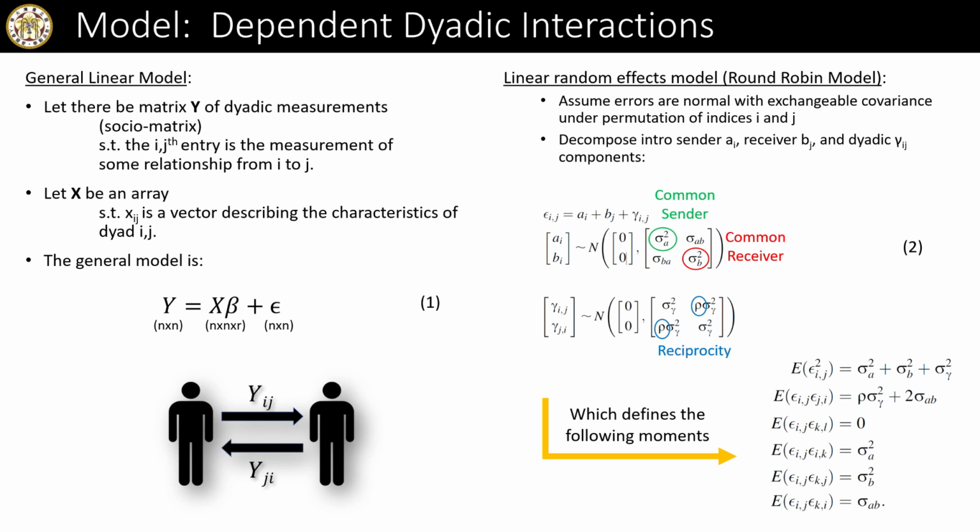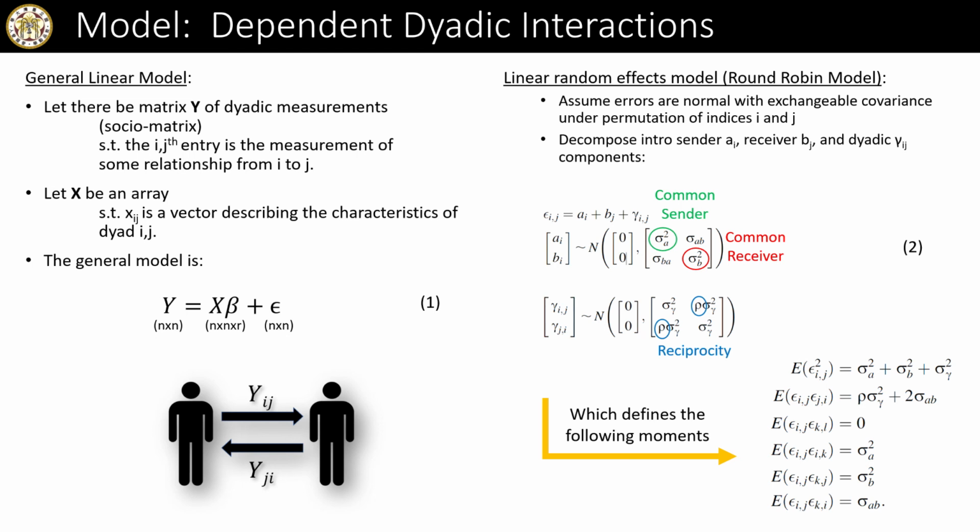And so they also incorporate a linear random effects model. So this is called either a social relations model or a round robin model. I'm not sure if round robin is the term used in Taiwan, but it just means that everybody plays everyone else. If you had a round robin tournament, each team would play every other team. But anyway, in this model, they assume that the errors are normal, and then the covariance is exchangeable under the permutation of the indices i and j. So the ij correlation and the ji correlation are the same.